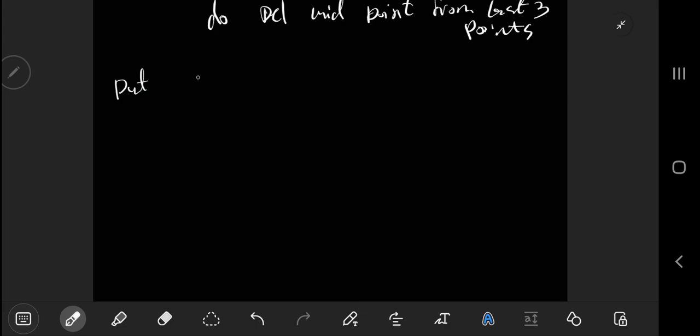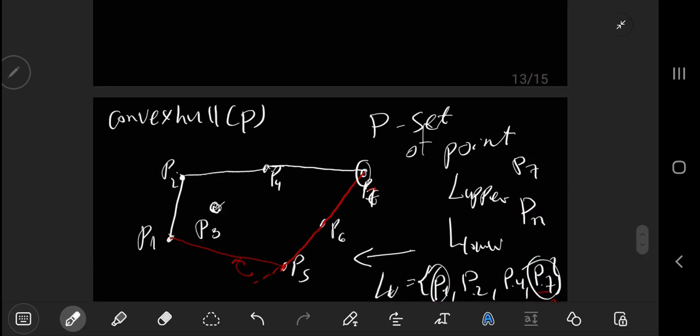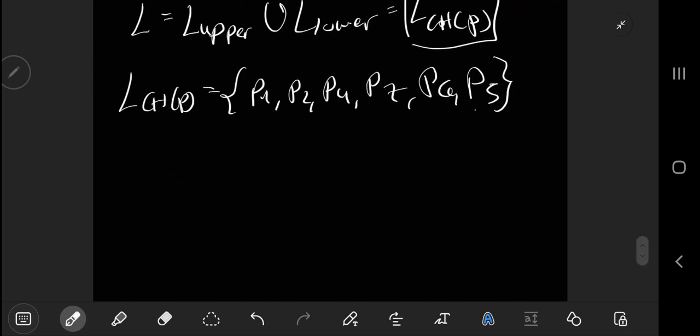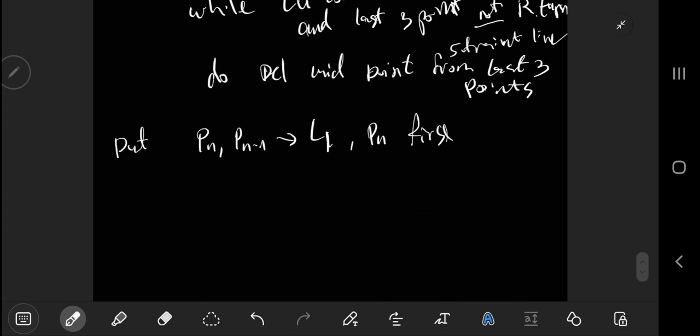What I'll do now is put points Pn minus 1, like we did with P1 and P2, which were the first 2 points for the L upper. Now Pn and Pn minus 1 will be in the list L lower, and they are the first 2 points, where Pn is the first point. As you saw, we go here and here, we put them inside L lower, and this one is the Pn, which was the first point, and we continue from that one on. So this is what we are doing.